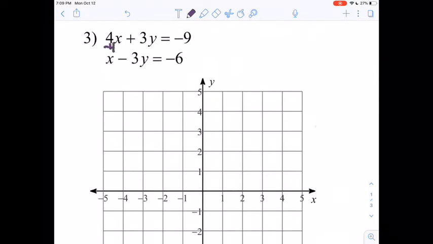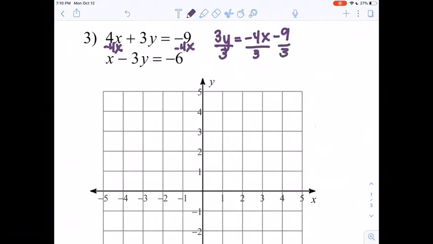So I need to get this 4x to the other side, so this becomes 3y equals -4x minus 9, and then I'm going to divide everything by 3. So my new equation is y equals -4/3 x minus 3.